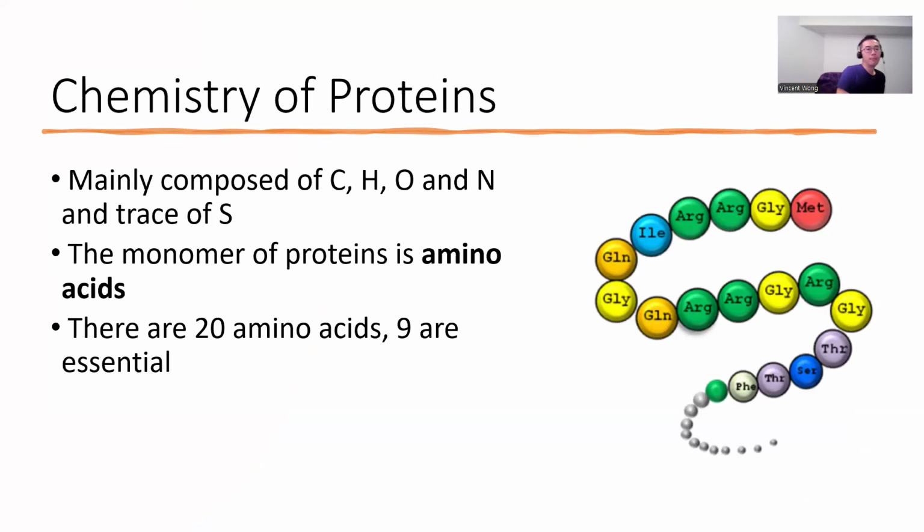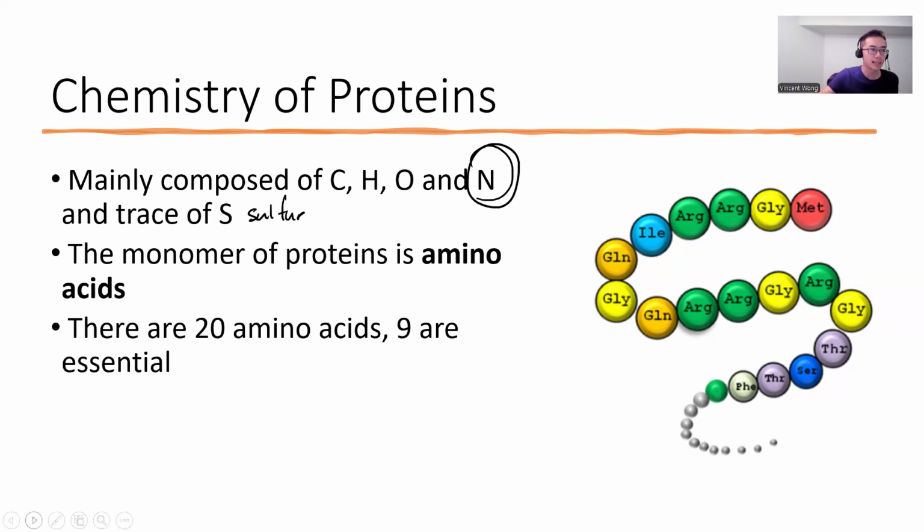Proteins. Mainly composed of, again, the triplet, which is C, H, and O. In addition to CHO, they also have nitrogen and trace of sulfur. S is sulfur. Trace means a little bit, not a lot, just like trace of phosphorus for lipids, right? Now, the monomer of protein, the building blocks of proteins, they are amino acids.